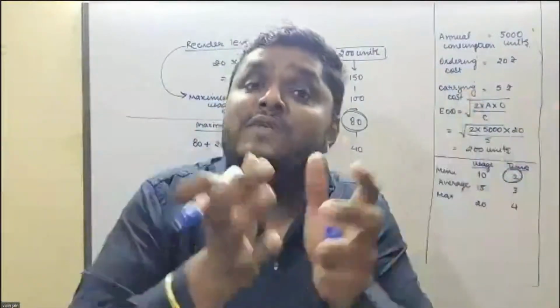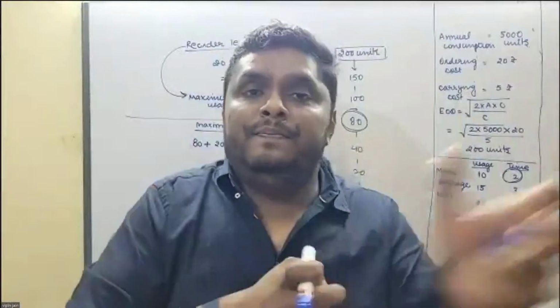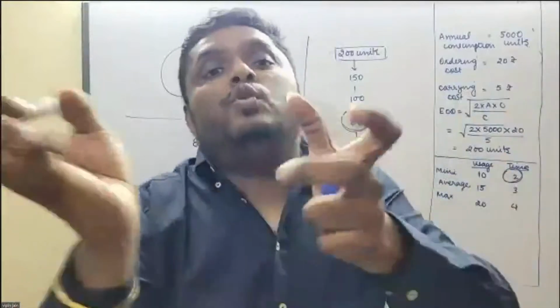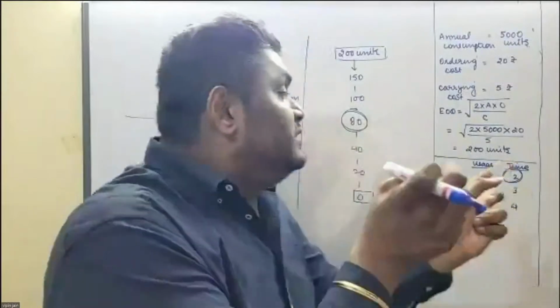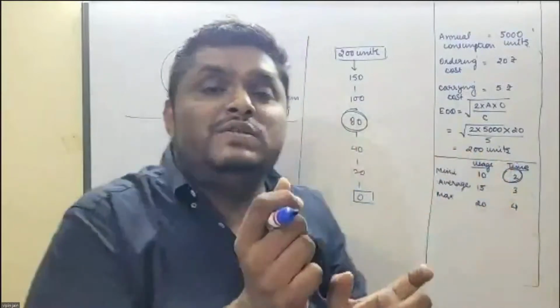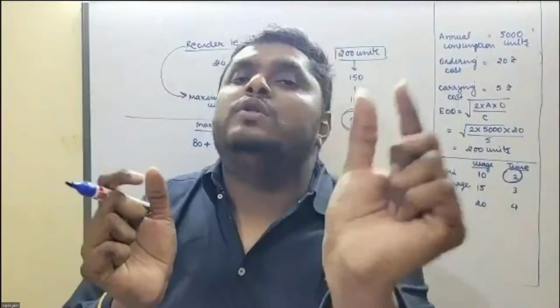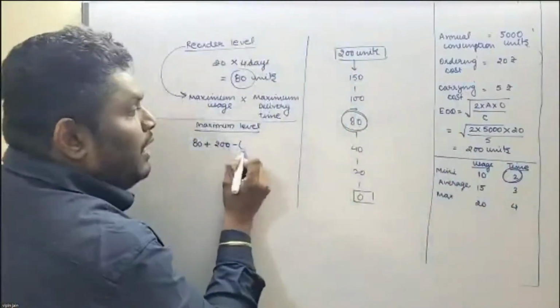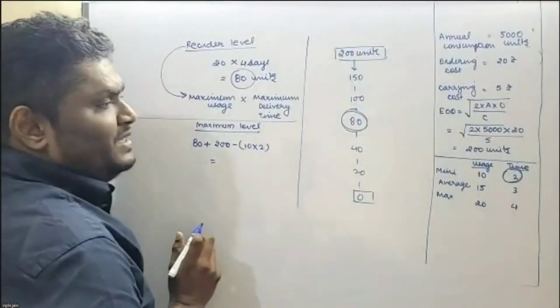So let's take the worst possible situation from an optimistic point of view. Suppose the supplier provides me the material in just 2 days. Further, in these 2 days we are consuming only 10 units. So it means what? In these 2 days, the minimum quantity consumed would be 20. How much? 10 into 2, 20.